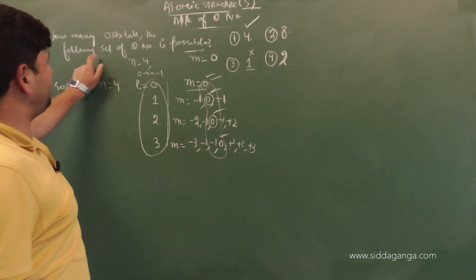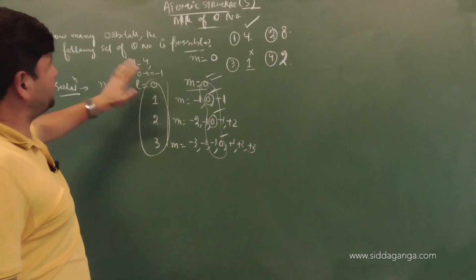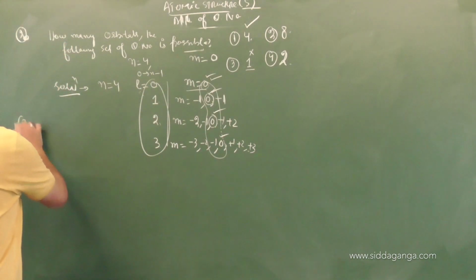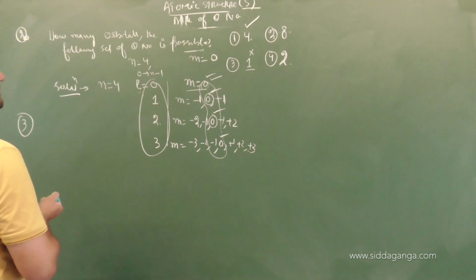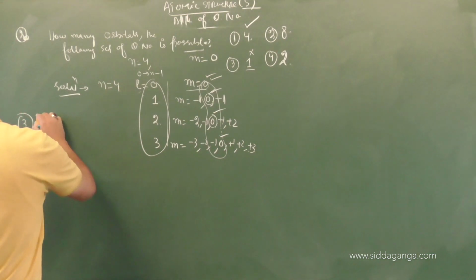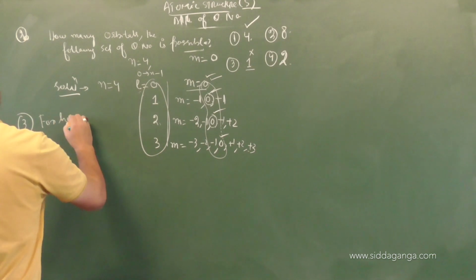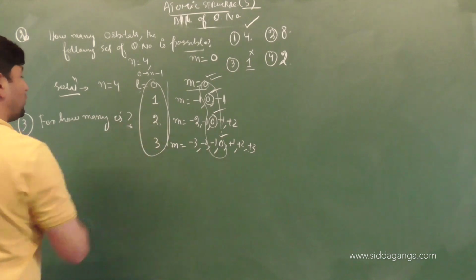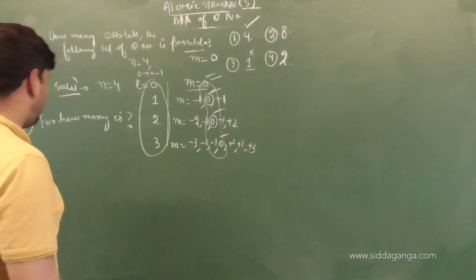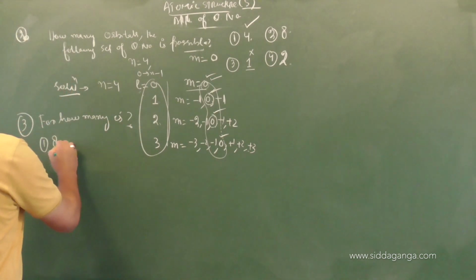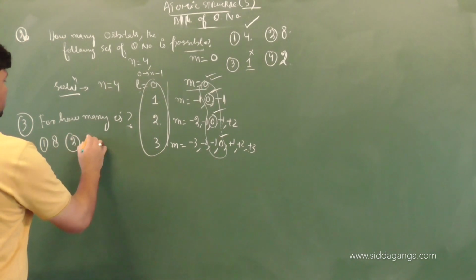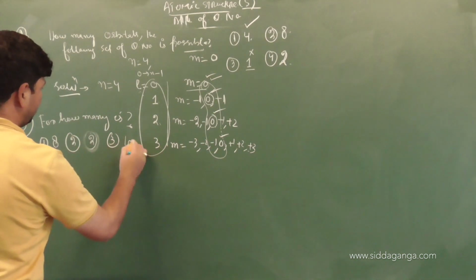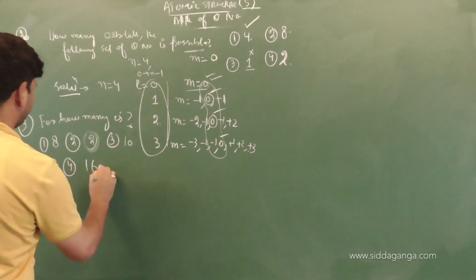Let us change this question a bit. Same question, we'll change it a bit. Instead of this, if the question number 3 is, for how many electrons is this set of quantum numbers possible? So options will be 8, 2, option 3 is 10 and option 4 is 16.